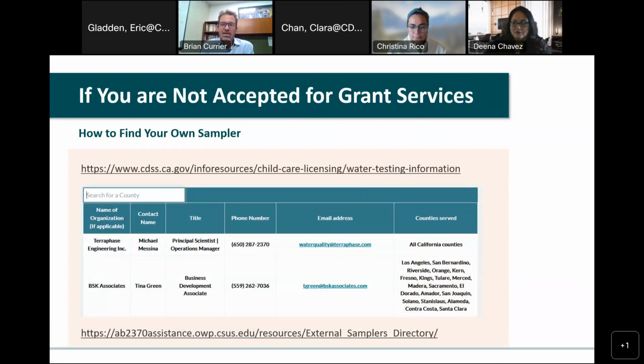If you are not accepted for grant testing services, so continuing this theme, you will need to find your own sampler. A list of self-certified external water samplers can be accessed through the first link on this slide. You can narrow the list by entering your county, and then it shows samplers that have let us know what areas of the state that they serve. Following the second link on the bottom of this slide takes you directly to that search function. Now I'm going to turn it back over to Christina to review some commonly asked questions.